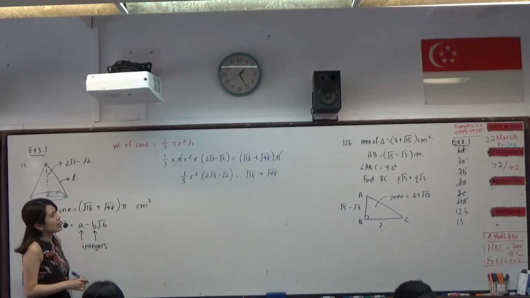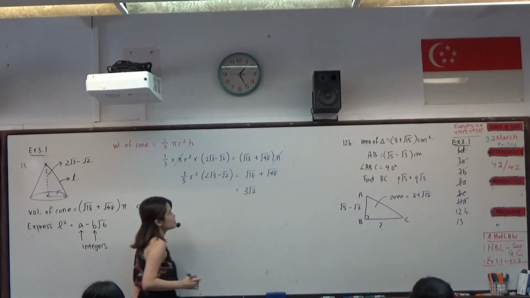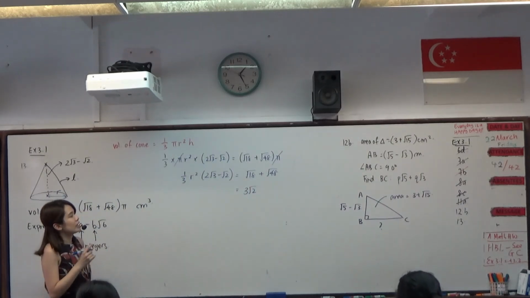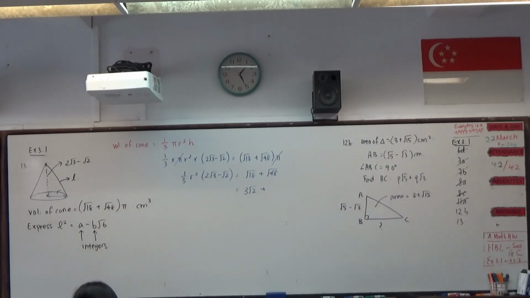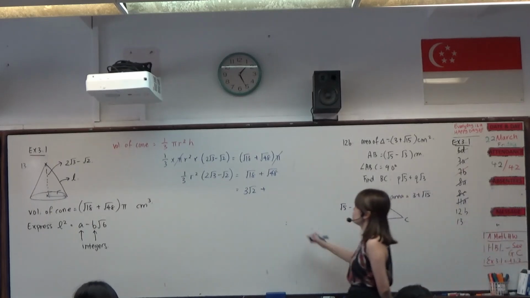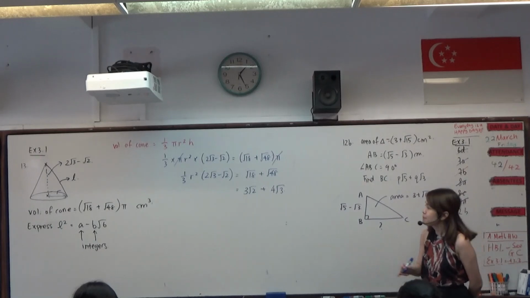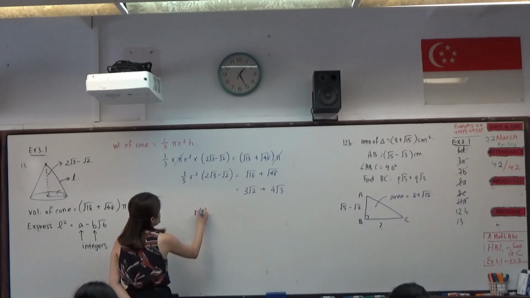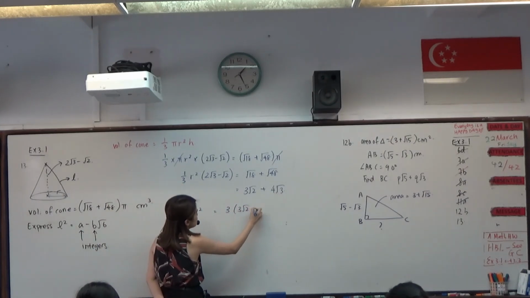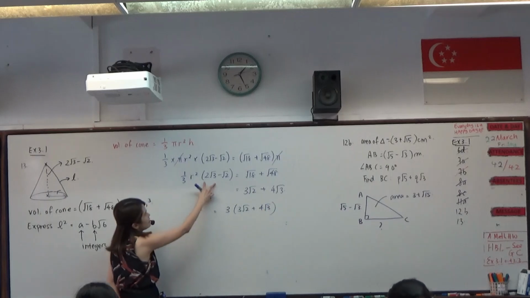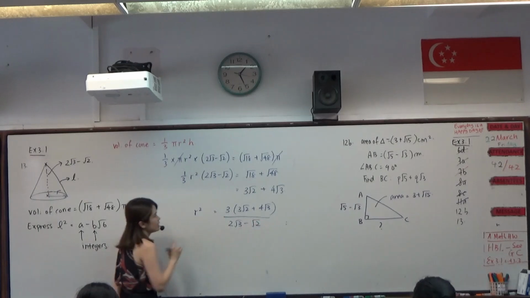You may wish to simplify your root 18 and root 48. 18 is 9 times 2. So square root of 9 is 3, so we get 3 root 2. And then for 48, you can get 16 times 3. So that will give us 4 root 3. Then I can find out what is r squared by dividing by 1/3, so that is multiplication by 3, and then dividing by this expression, the height, and we get this.